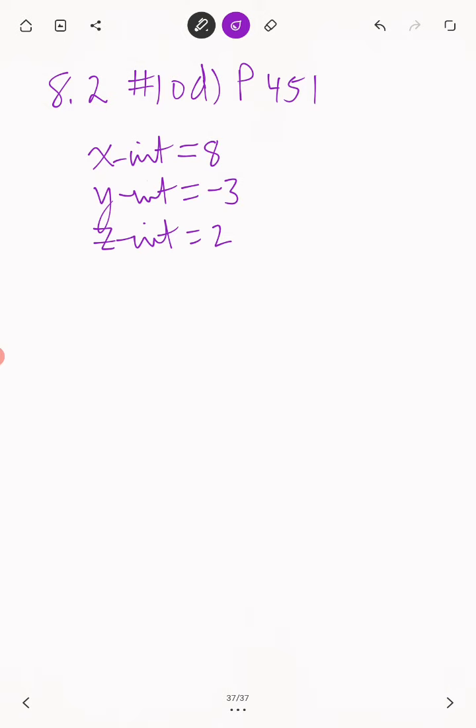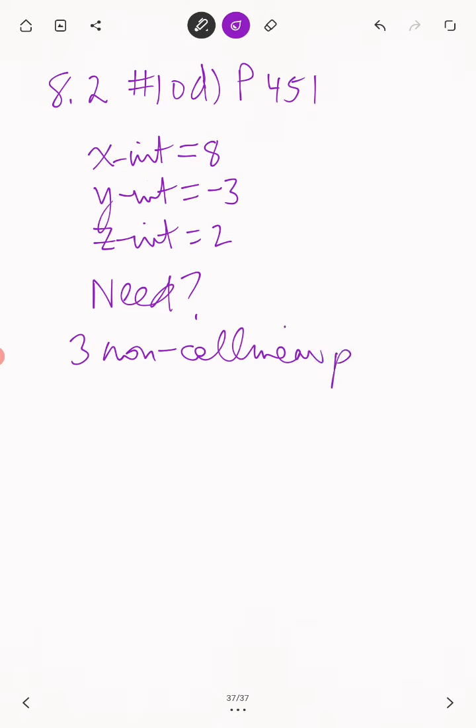So remember from our discussion thread, what do we need to find the equation of a plane? Well, we need three non-collinear points, right? Do we have that? Yes, we do, because the x, y, and z axes are all mutually perpendicular, which means we know that points on each of those axes cannot be collinear with each other.